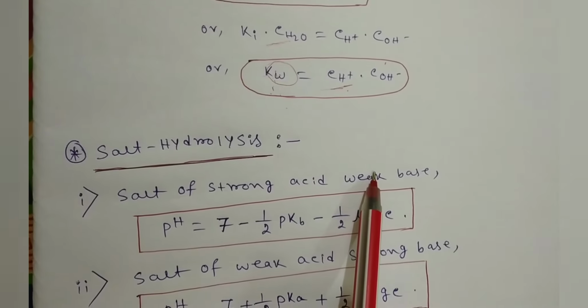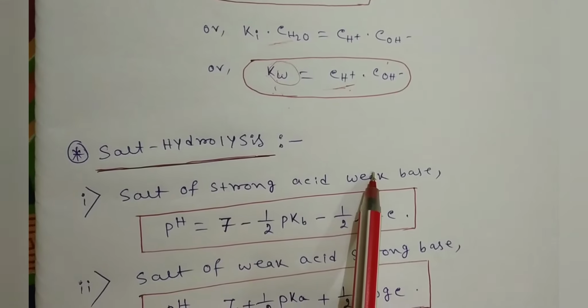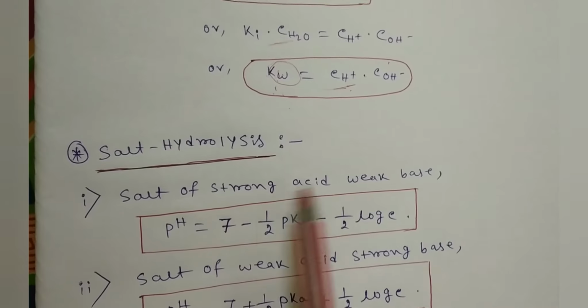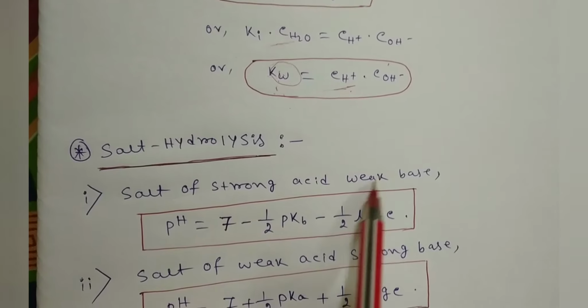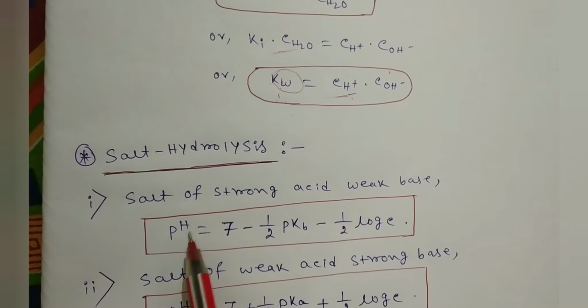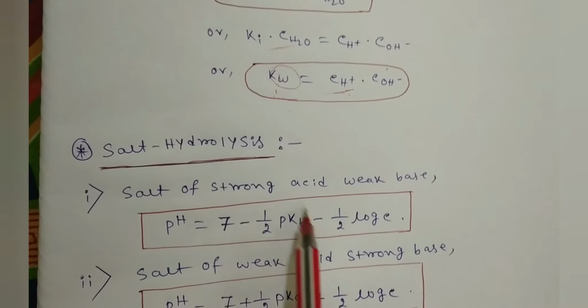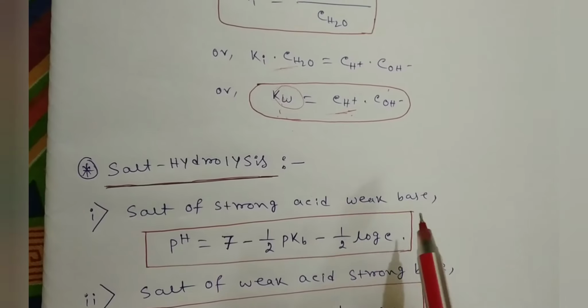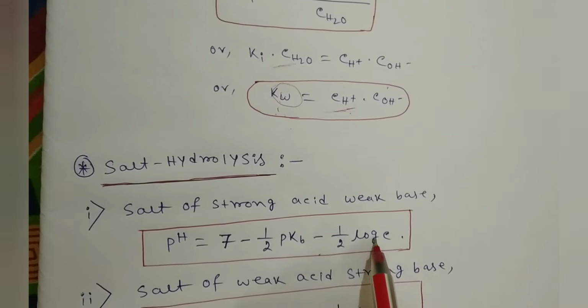That is, if we take NH4Cl, so NH4Cl plus H2O will form NH4OH and HCl, where HCl is a strong acid and NH4OH is a weak base. So for this type of salt, pH equals 7 minus half of pKb, pKb we all know for bases, minus half of log C.